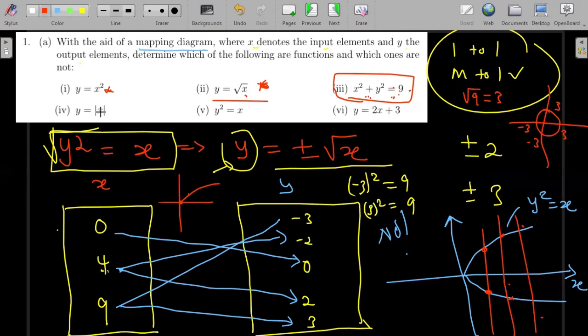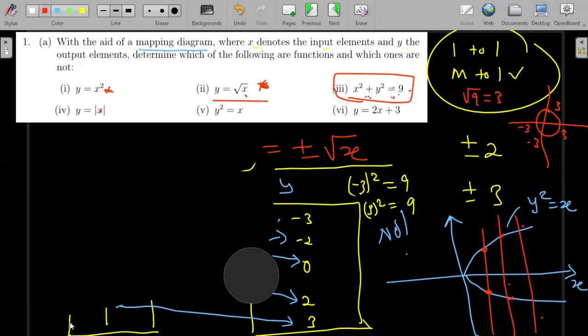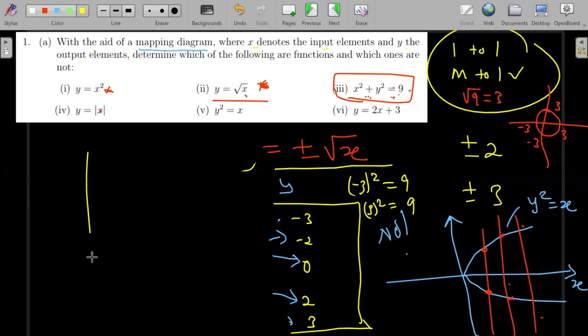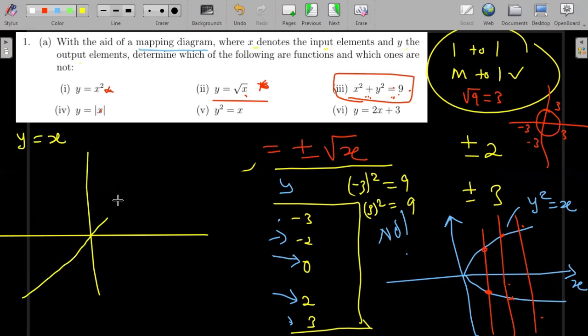And then this one, it's a modulus function. So how do you sketch a modulus function? Just sketch it normally, and then you reflect whatever will be in the negative. So y equals x is a graph that goes like this.